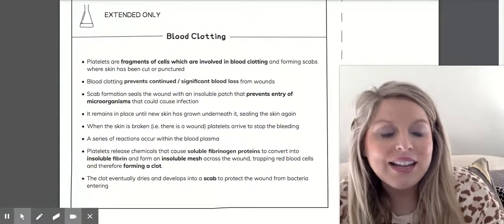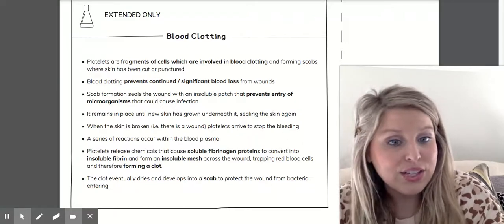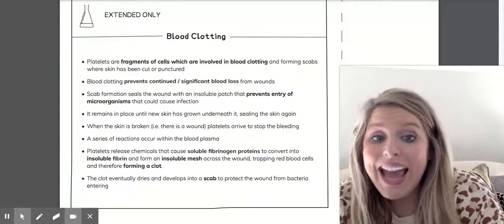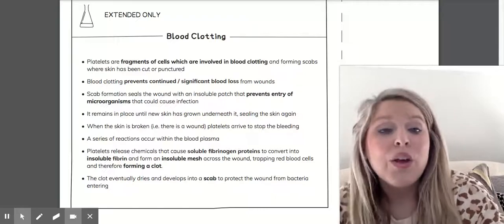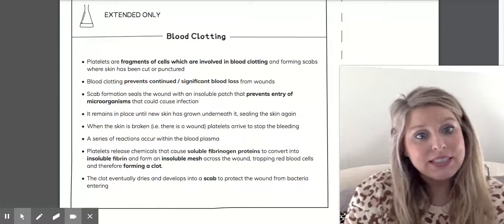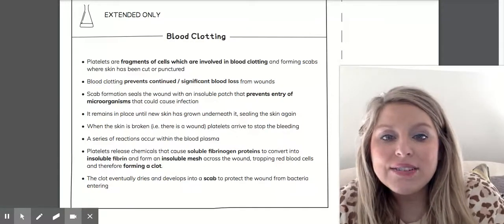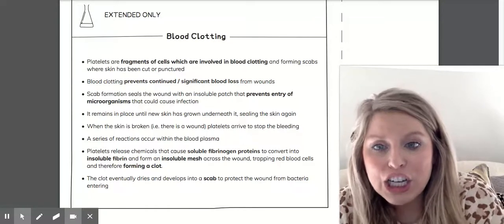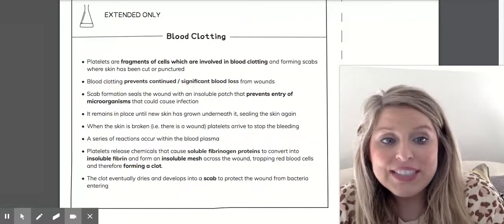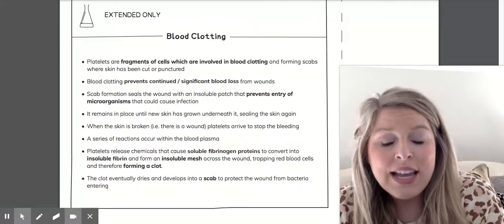Now, blood clotting, pretty simple idea. All of you, hopefully, if your blood clots correctly, have experienced having a scab at some point in your life where you've received a cut to your skin and then a scab had to form, so you didn't completely lose all of your blood from that cut. Now, when this process occurs, there's a very specific scientific process going on. Your platelets play a huge role in this.